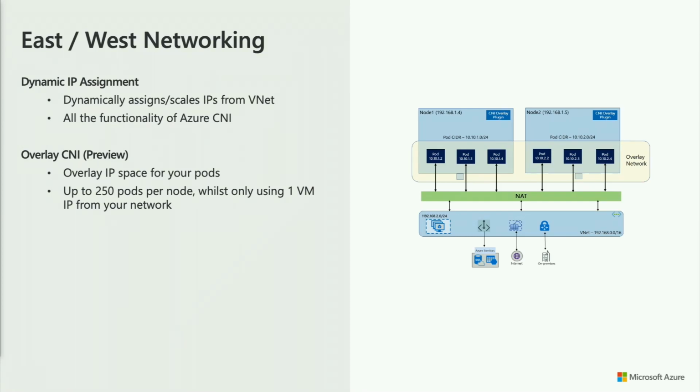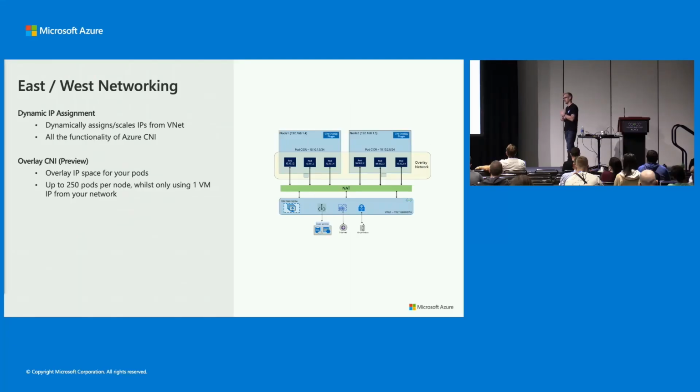But the challenge is, what if I have to scale my node pool up to 500 nodes, and I'm going to be running 6,000 pods on there? Well, do the math, that's an awful lot of IP addresses which are going to be pulled dynamically from you. And so we came up with a third option for you, which is currently in preview, which is Azure CNI.